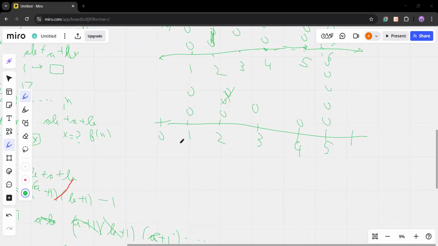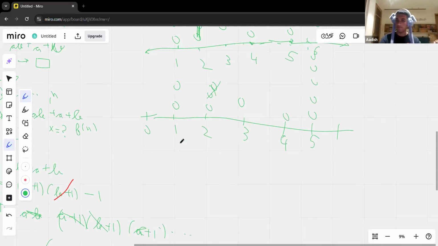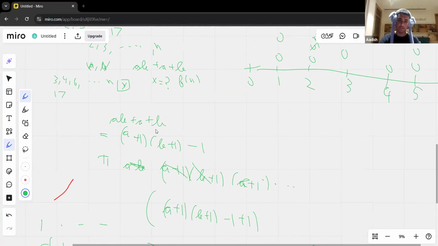I'll quickly just say how I saw the factorization. And if anyone is still unclear about the question, just ask. I'll just answer the question how I saw this factorization.